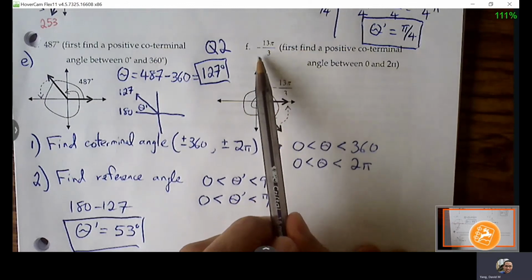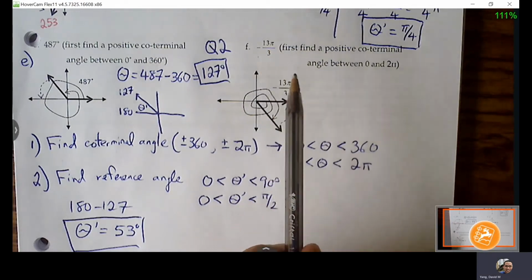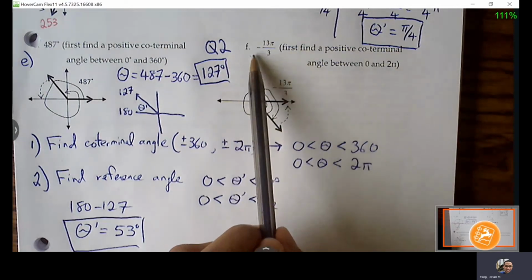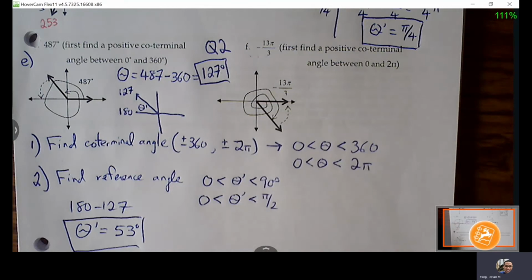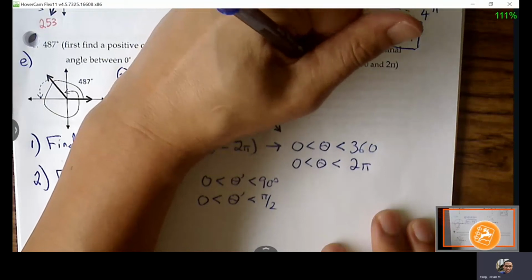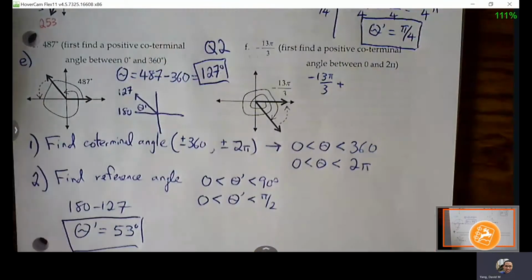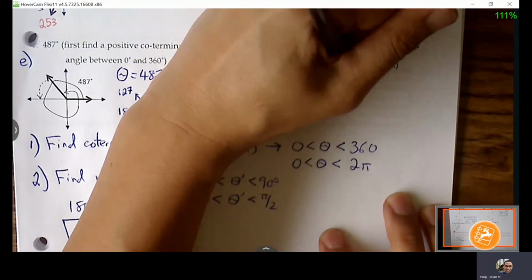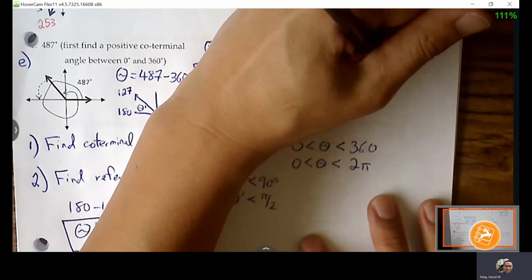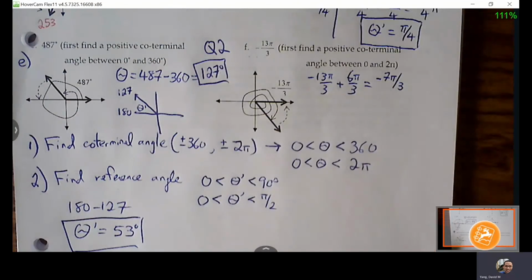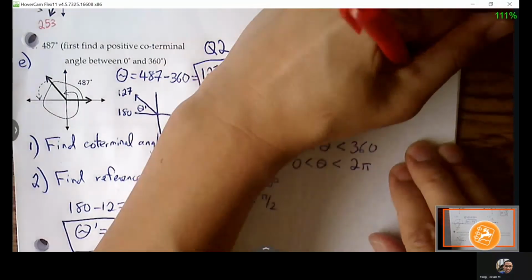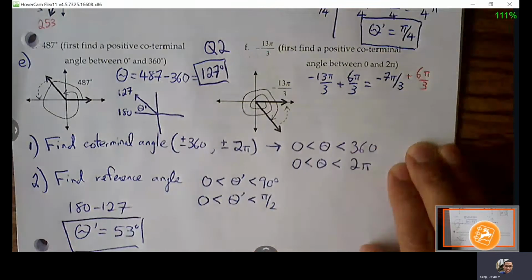Part F, negative 13 pi over 3, that is not an angle that we recognize between 0 and 2 pi. So we're going to keep adding 2 pi until we get it to something that we can recognize with one of the quadrants. But I'm just going to go ahead and find a common denominator. I'll just say it's 6 pi over 3 as my adjusted 2 pi. Okay, not there yet. I'll keep adding 6 pi over 3, or I'll keep adding 2 pi.